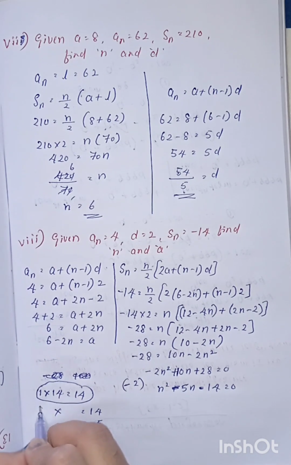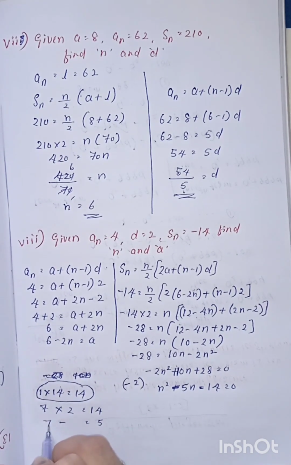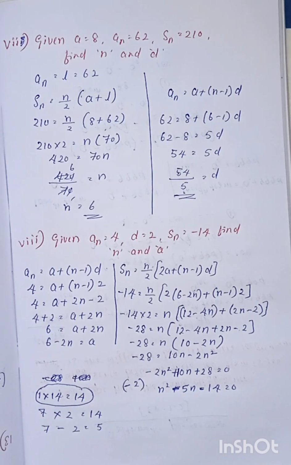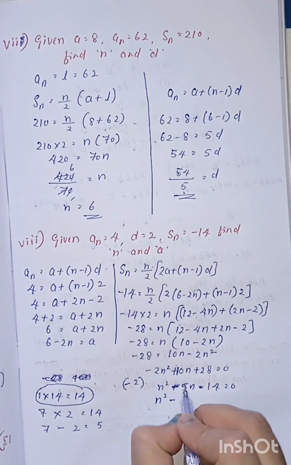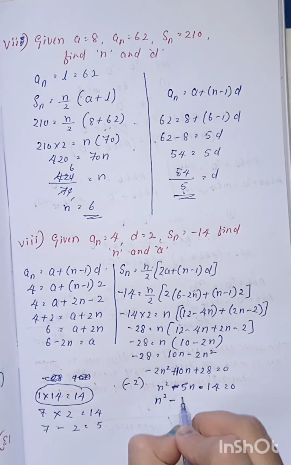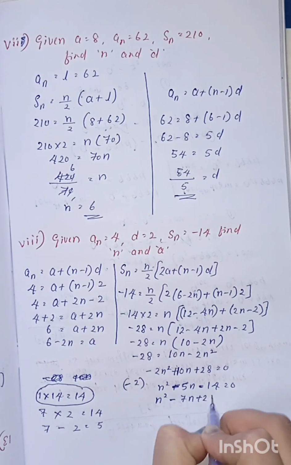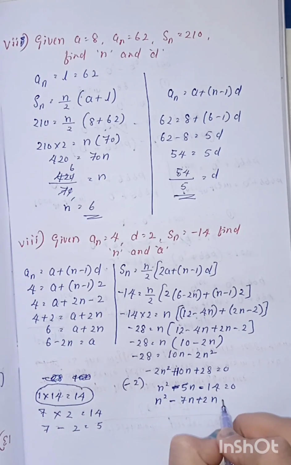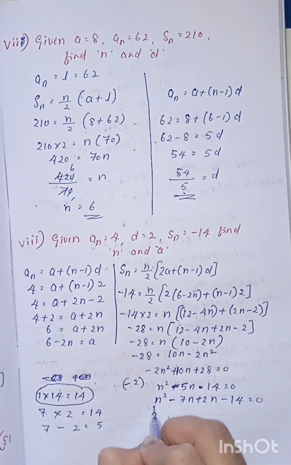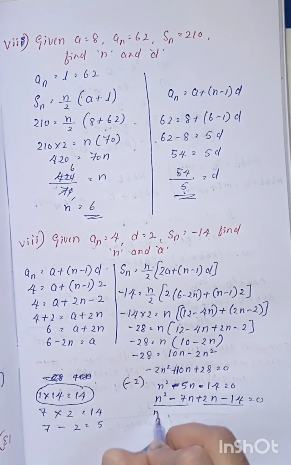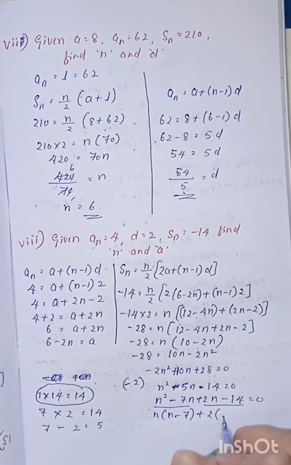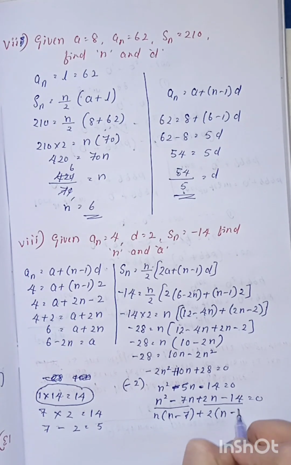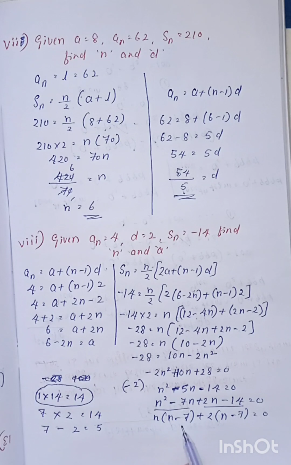Take the same numbers. I will take 7 twos are 14. 7 minus 2 equals 5. Now I will write like this: n square minus, as it is, instead of 5 I will write 7n and 2n. We have to put the opposite sign to get the subtraction. Minus 14 equals 0. Just do the grouping like this. Now n is common, n minus 7, plus here take 2 as common, here also you will get n minus 7, 2 sevens are 14. As I said, if we get the same number here and here, we are on the right way.